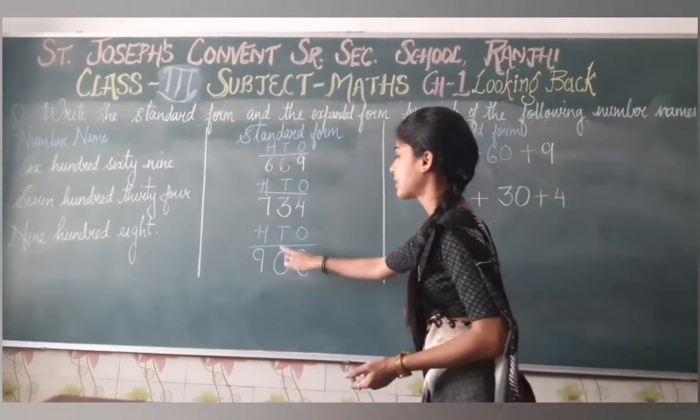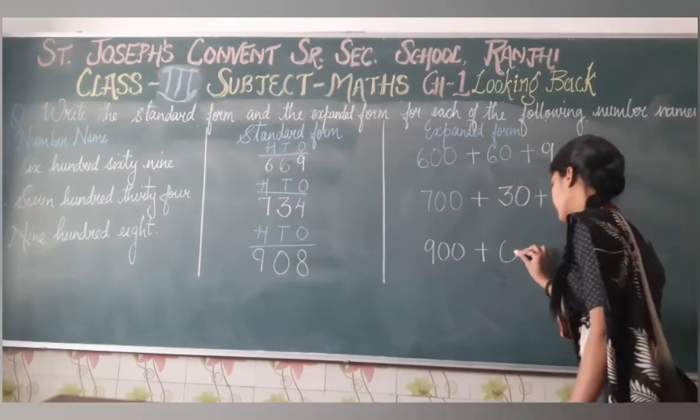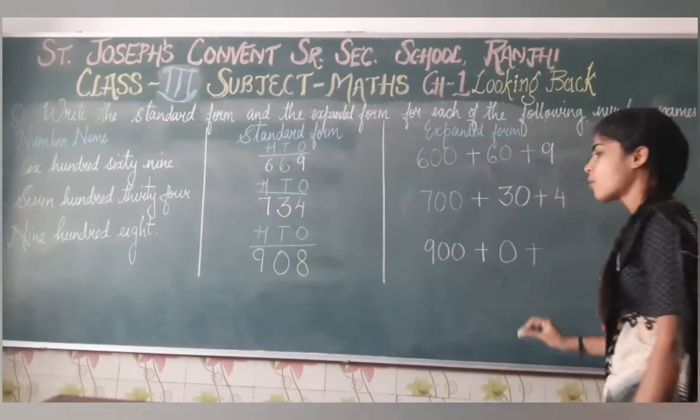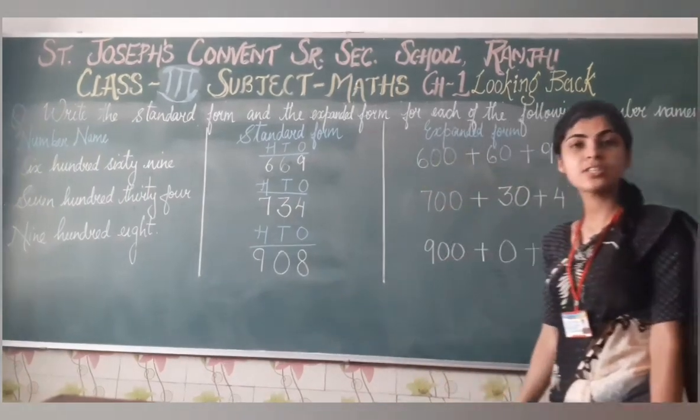As 0 is under the tens place, so we will simply write 0. Now, which digit is there under the ones place? It is the digit 8.